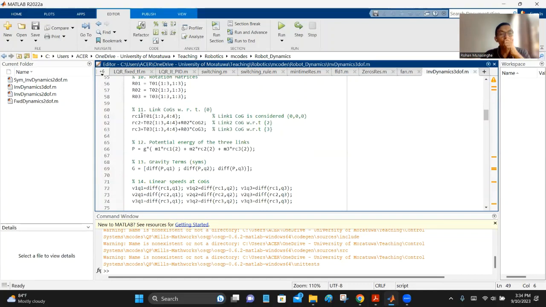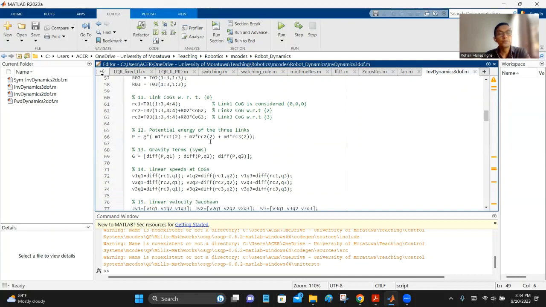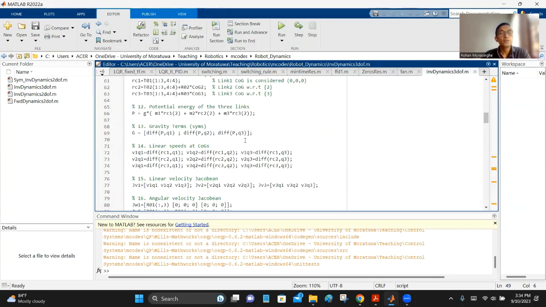These are the vectors to the center of gravity of link 1, link 2 and link 3. Then the potential energy of the 3 links, obviously, is just like this. When you have their vectors, you can multiply with the mass times G.